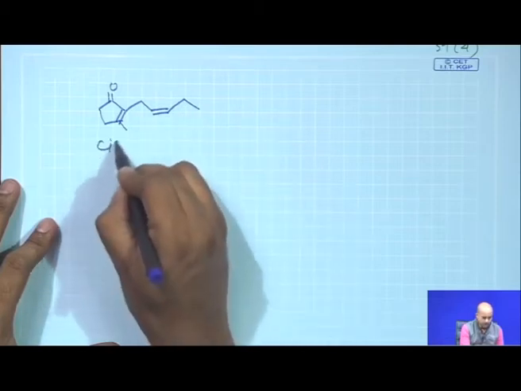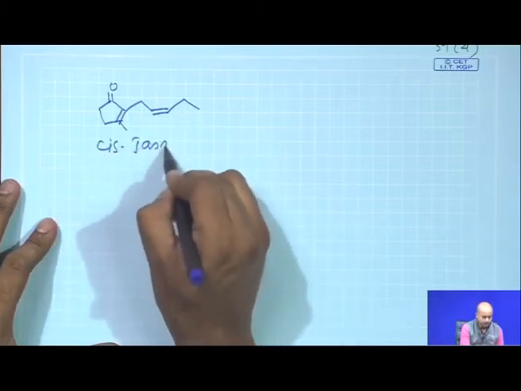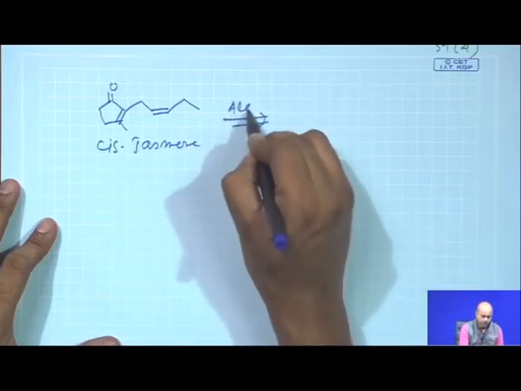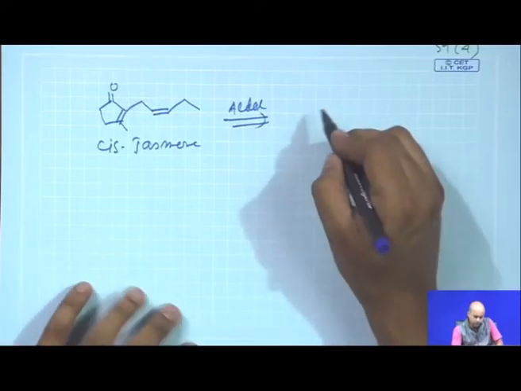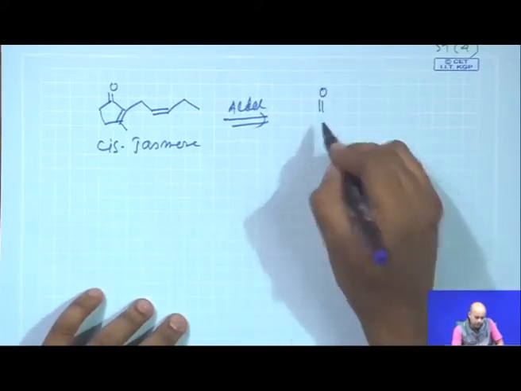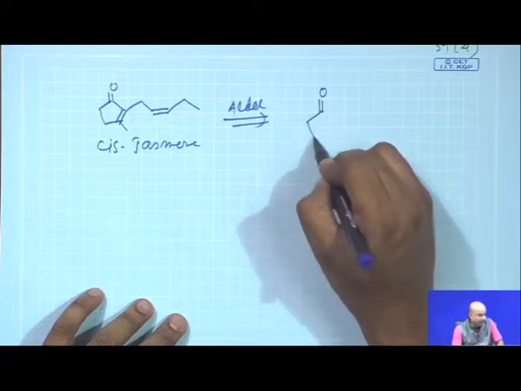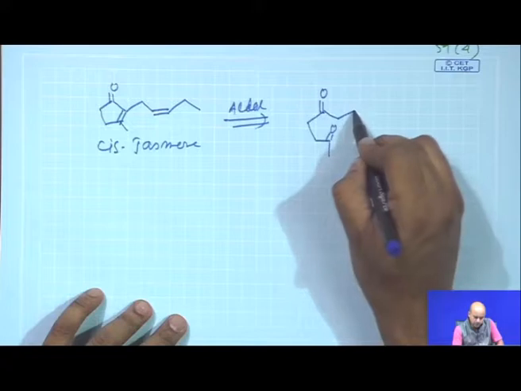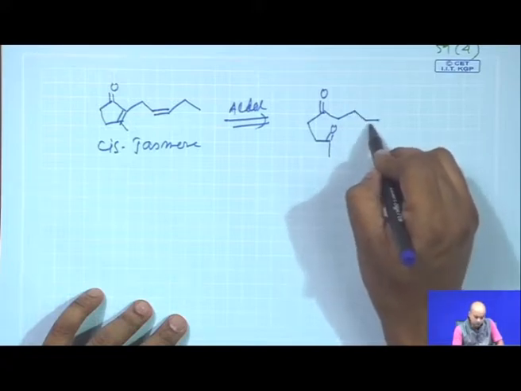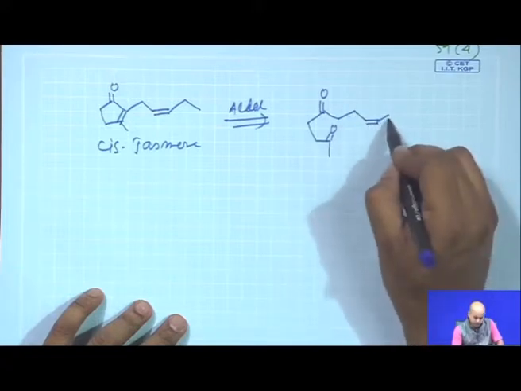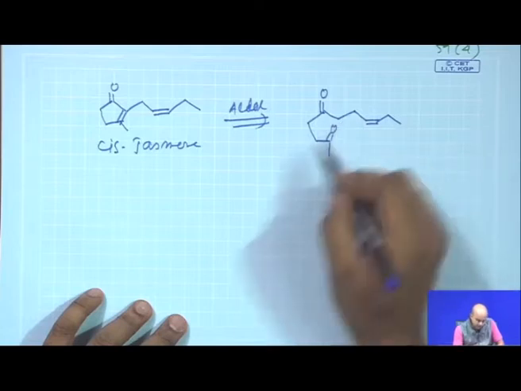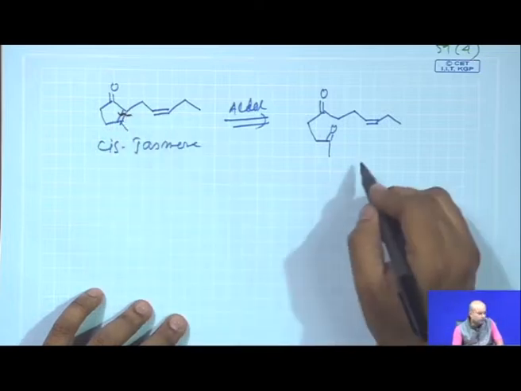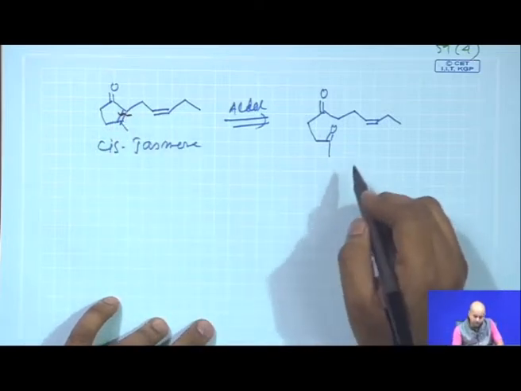I am giving you a target molecule, cis-jasmone. This is jasmone. I will be doing a very standard retrosynthesis because we do not have much time. If you do a standard retro through aldol transformation, you will find that you basically need this compound. So, you just need an aldol retro to make this molecule. Cis-jasmone is used in the perfume industry.